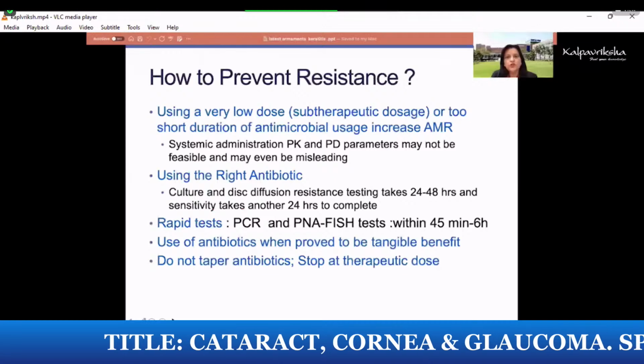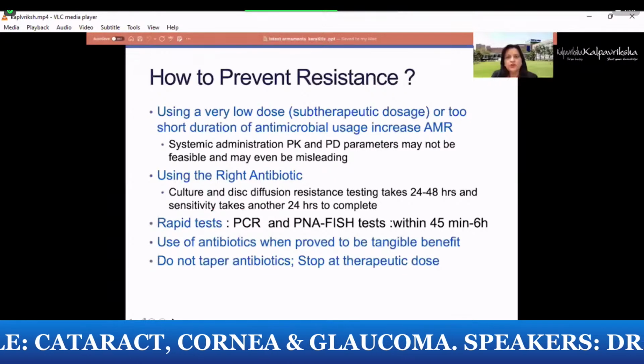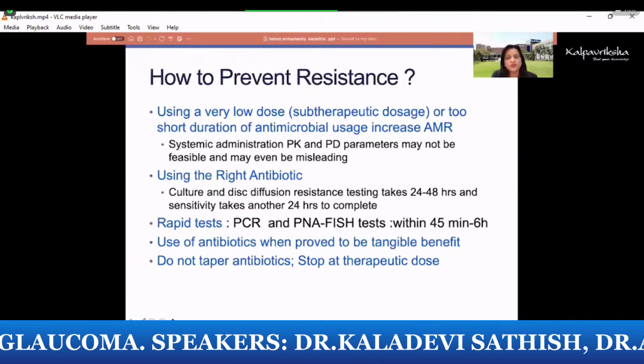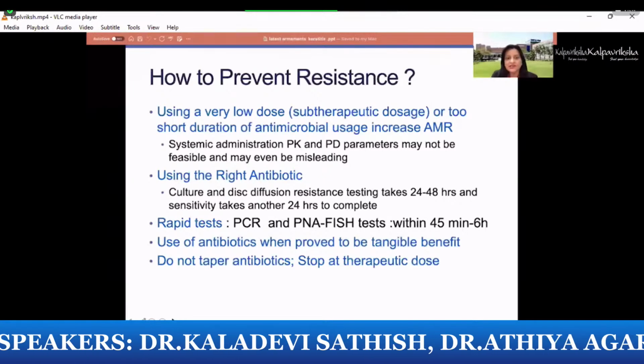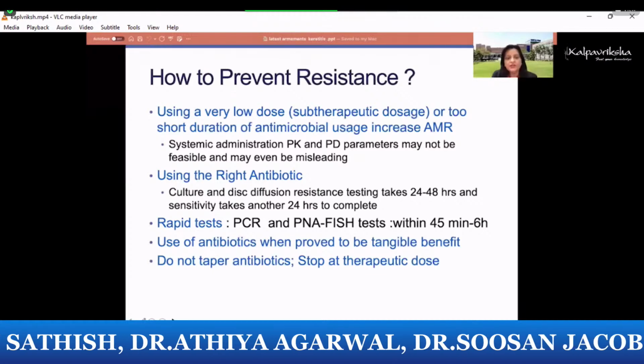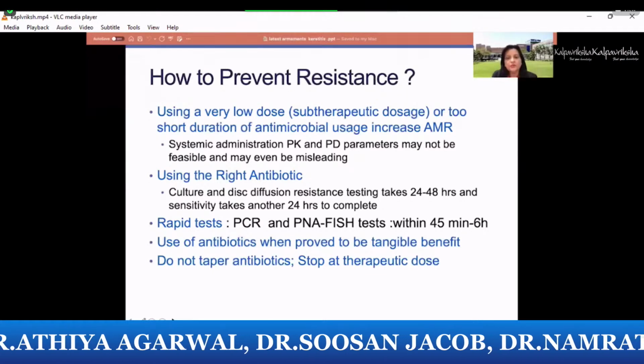And how do you prevent resistance? Using a very low dose or too short a duration of antimicrobial would increase antimicrobial resistance. So use the right antibiotics, do rapid tests, so use them quickly. And do not taper the antibiotics, but stop at the therapeutic dose.